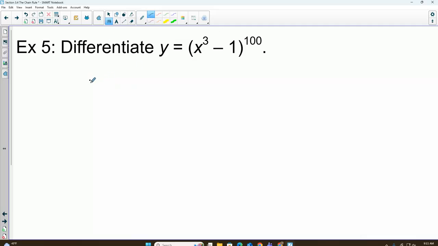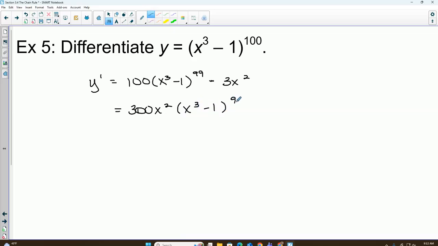So the first one, y prime or dy dx, the 100 comes down, inside stays the same, subtract 1 from the power, so the 99, times derivative of the inside, which would be 3x squared, so you get 300 x squared times x cubed minus 1 to the 99. Looks like we did well on that one.